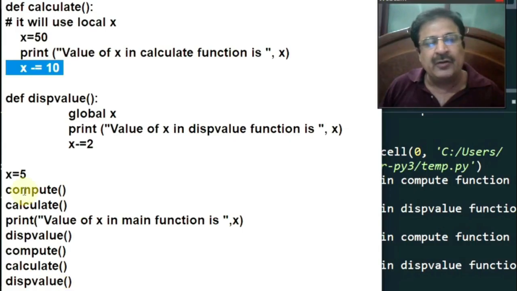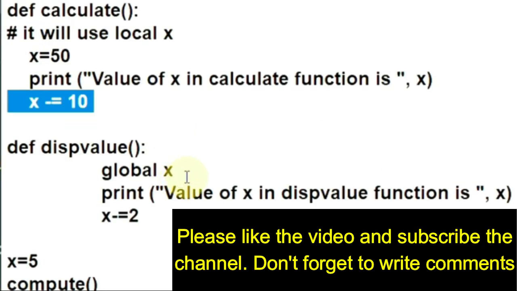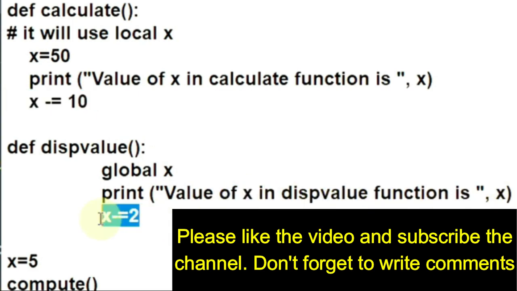You are invoking the disvalue method. Control will jump to this function, global variable x, which has become 3. The value of x in disvalue function is 3. You are subtracting value 2 from 3. It will become 1, and the control goes back to the main function.